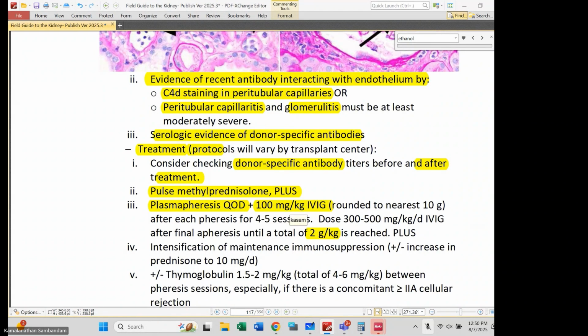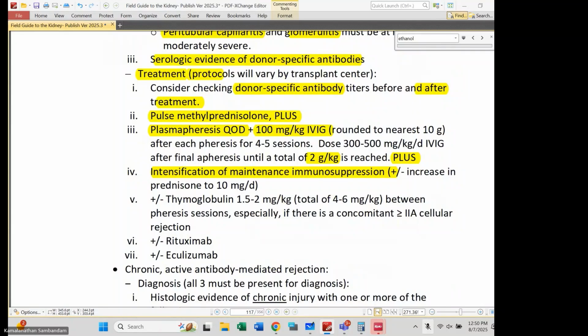So many times you would say, okay, let's do pheresis every other day, 100 mg per kg times 5. That would be 500 mg per kg. And then I'm going to give you 500 mg per kg times 3 more doses after pheresis is done to fill your tank. Okay? Everybody get that? In addition, steroids, pheresis, IVIG, and then increased maintenance immunosuppression.